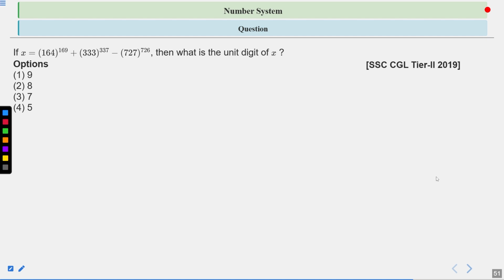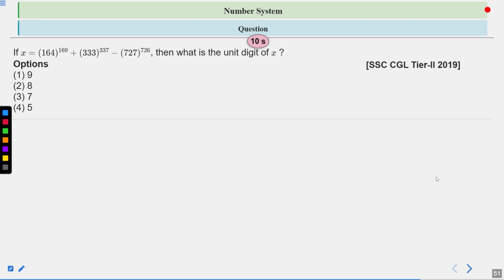If x equals 164 to the power 169 plus 333 to the power 337 minus 727 to the power 726, then what is the unit digit of x? This question was asked in the SSC CGL Tier 2 exam in 2019. There are 4 options. First one is 9, second is 8, third one is 7, and fourth one is 5.